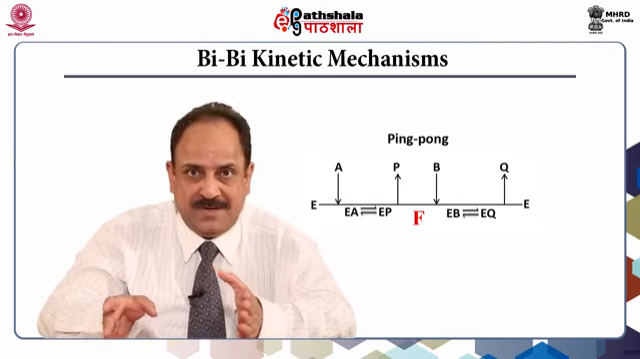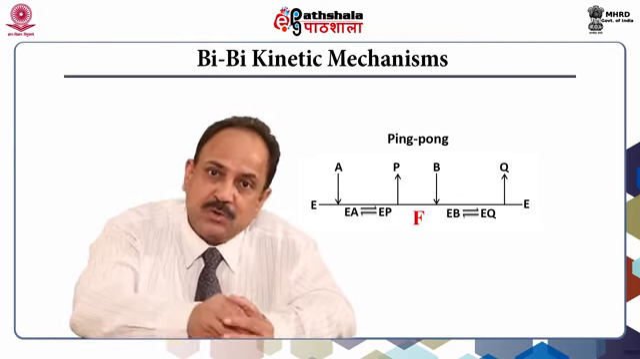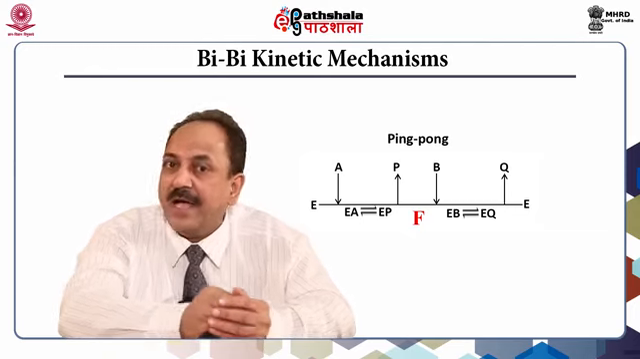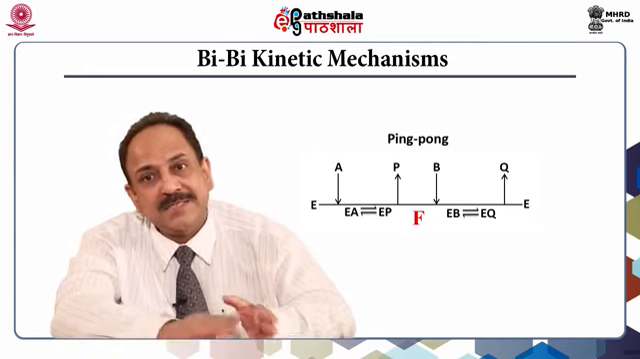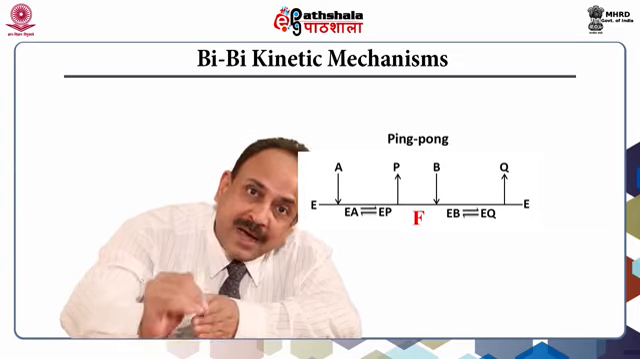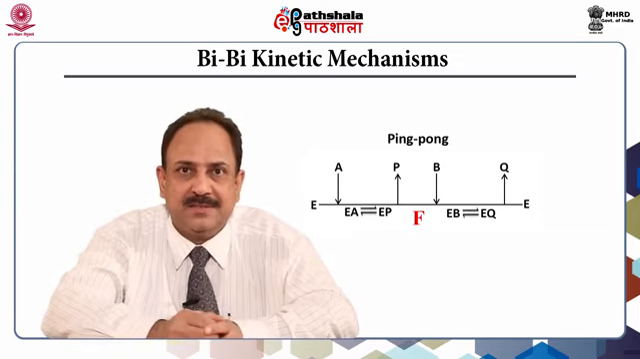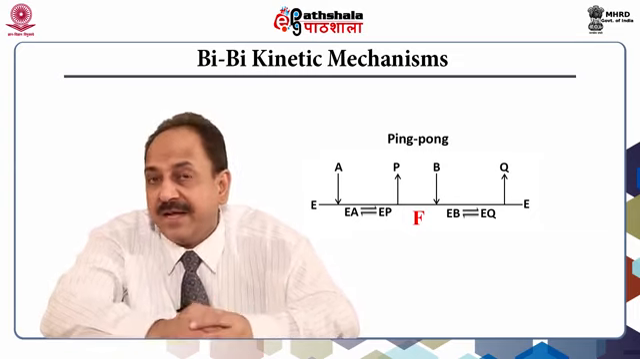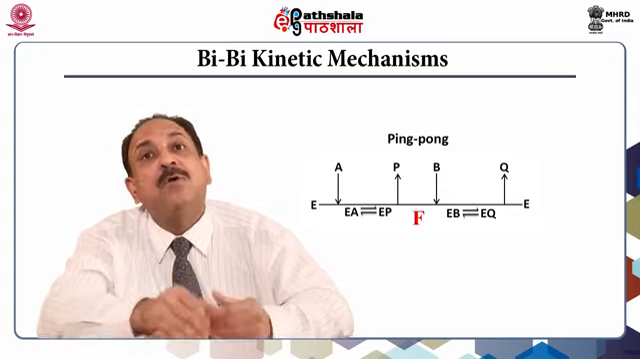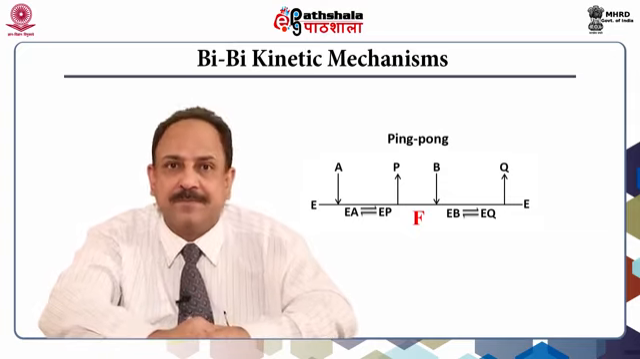Then the second substrate, that is B, will enter into this F, the modified enzyme, and form EB, which is then converted to EQ, and now Q leaves. Product Q leaves and gives the stable enzyme form, the original form E, the free enzyme.